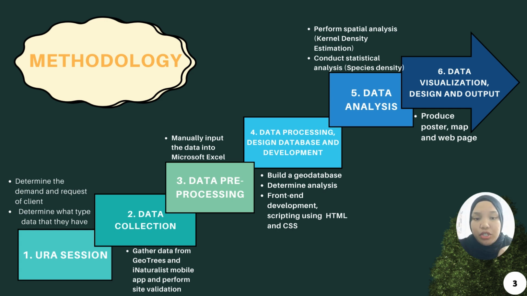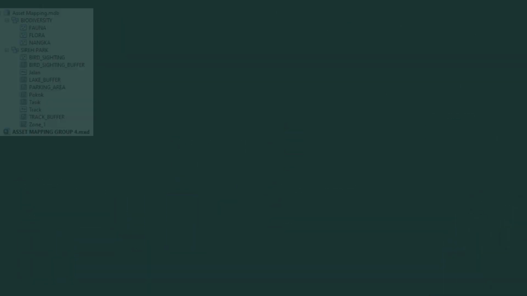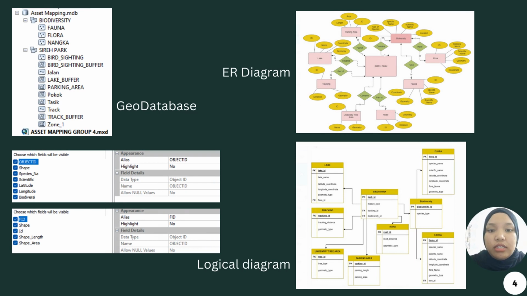The last step is data visualization, design and output. In data visualization, we produce a map and also an A1-size poster which contains a map, and we complete our web page with information about the flora and fauna and the location of each based on iNaturalist and GeoTrace. Now this is our geodatabase that has been designed to produce our map, and also this ER diagram, which is the logical diagram that shows the relationships between the entities to produce our map. Now I would like to pass to Anwar to continue with the analysis and results.